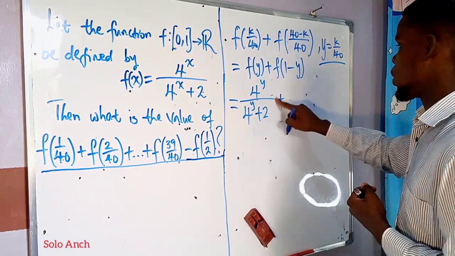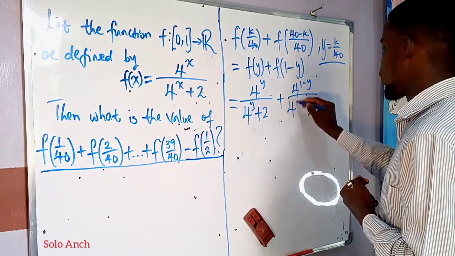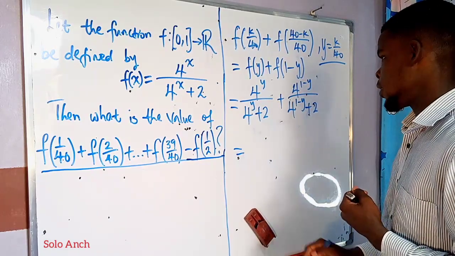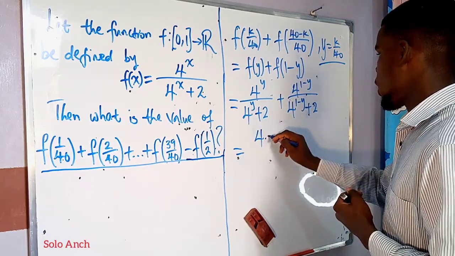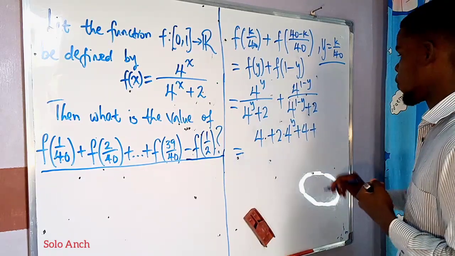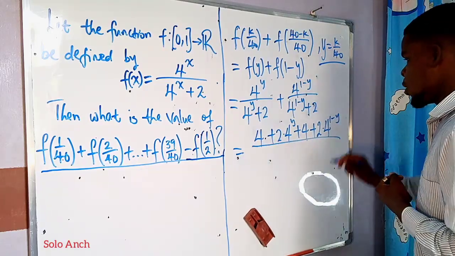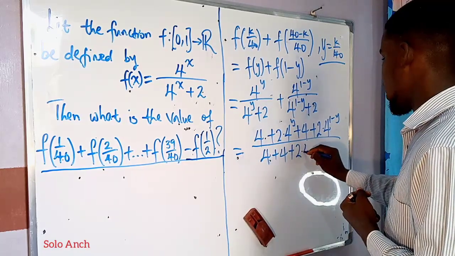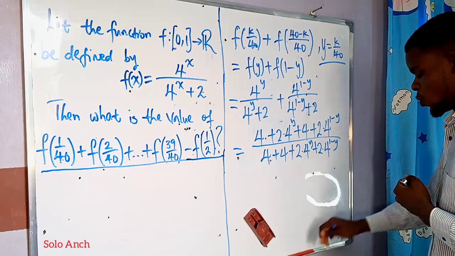And then we add it with, well, 4 raised to the power of 1 minus y divided by 4 raised to the power of 1 minus y plus 2. So adding those two together, okay, this and that, then we multiply these two together, we're going to have 4 plus 2 times 4 raised to the power of y plus 4 plus 2 times 4 raised to the power of 1 minus y. We divide that by 4 plus 4 plus 2 times 4 raised to the power of y plus 2 times 4 raised to the power of 1 minus y.